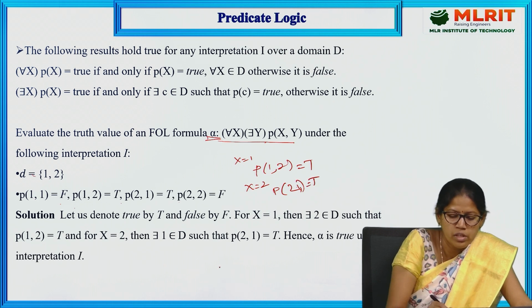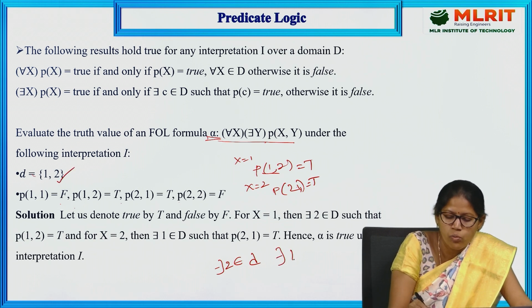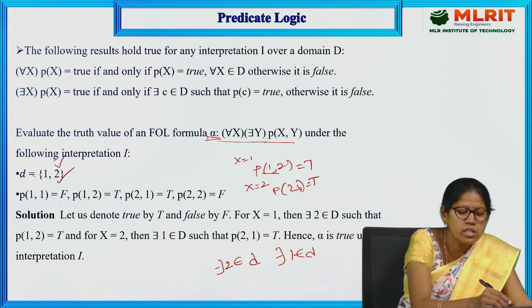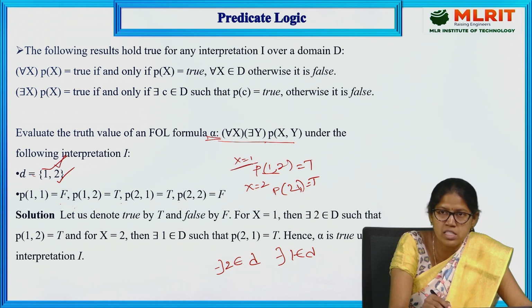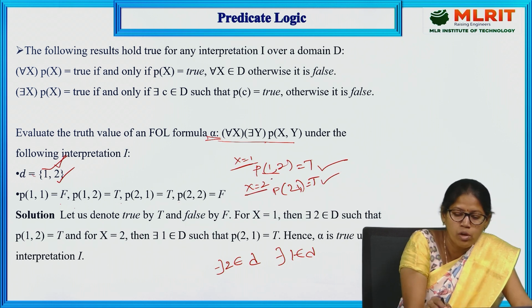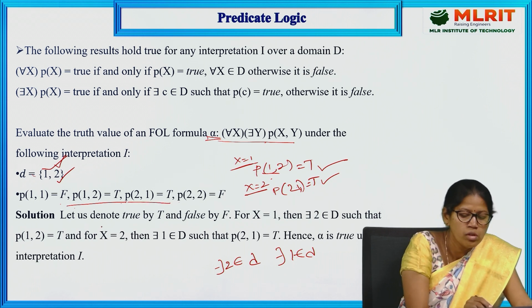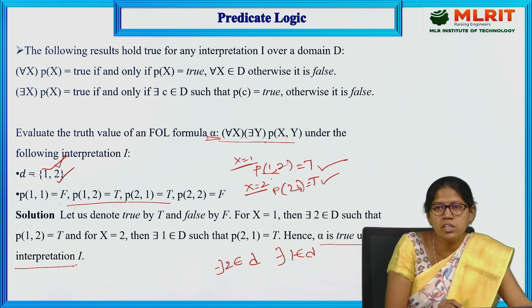Here we need to check whether there exists 2 belonging to D or not. Yes, 2 belongs to D, and there exists 1 belonging to D. So under the interpretation I, where x equal to 1, it is true. Under the interpretation of x equal to 2, it is also true. P of 1 comma 2 is true. P of 2 comma 1 equal to true. So we conclude that alpha is true under interpretation I.